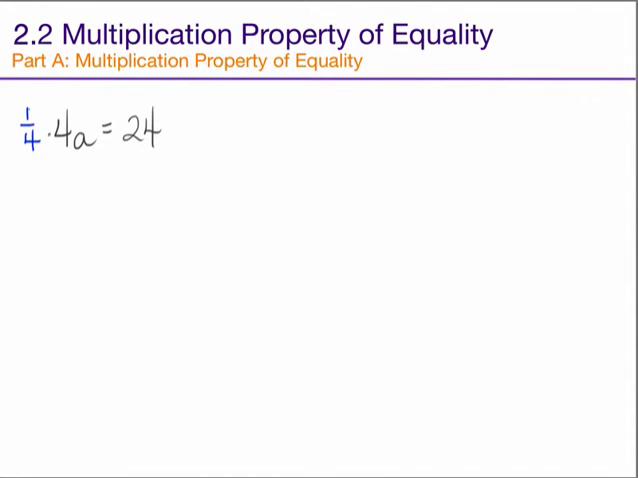1/4 times 4 is 1, because 1/4 of 4 is 1. If I do it on the left, I must also do it on the right. 1/4 of 4 is 1 times a equals 1/4 of 24. 1/4 of 24 is 6. So in this question, a equals 6.